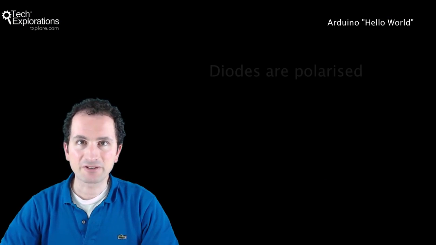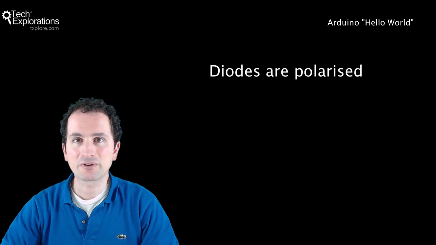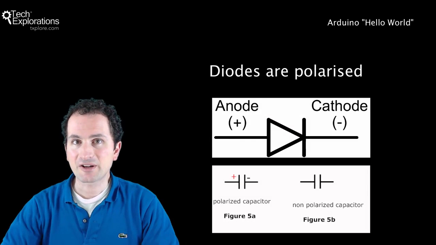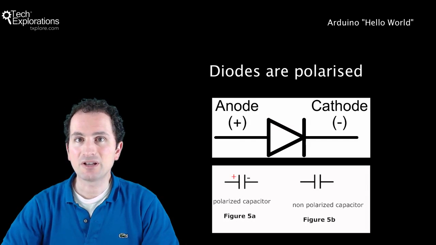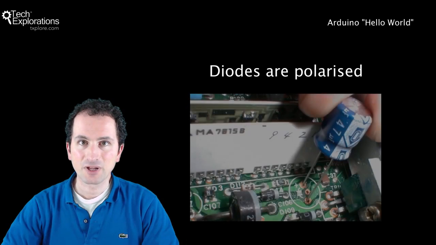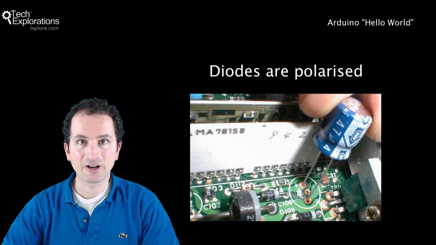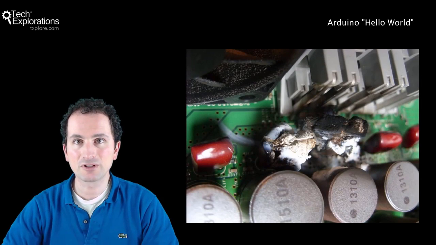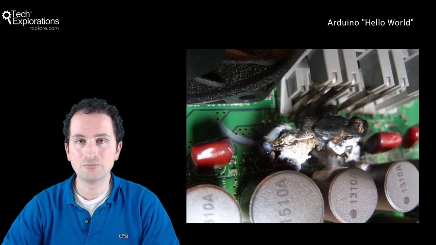Another thing to notice about diodes is that they are polarized devices. In a polarized device, there is a correct way and an incorrect way of connecting it to your circuit. If you connect a polarized device to your circuit incorrectly, at the least the device is not going to work, but in some cases you can actually burn it.